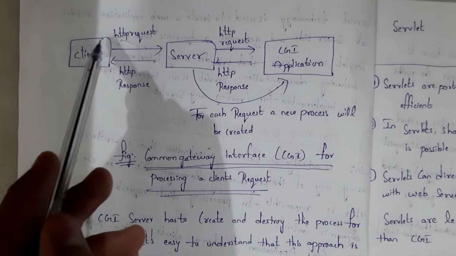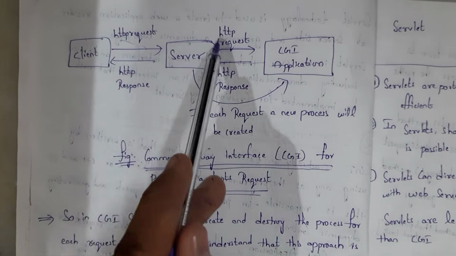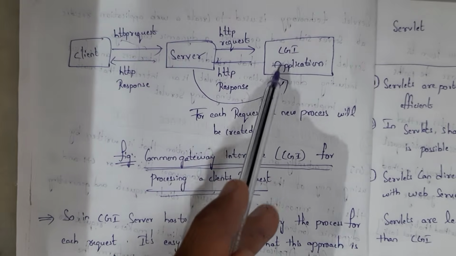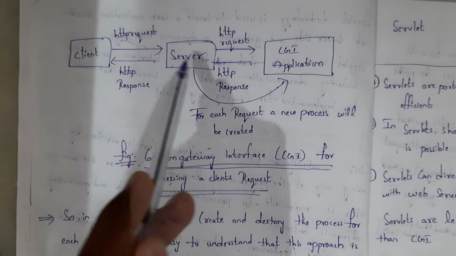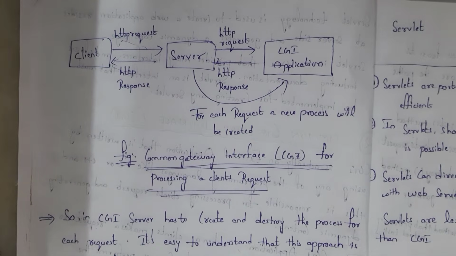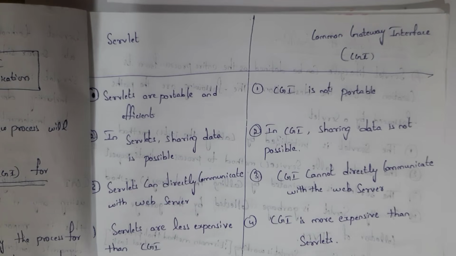Whenever a client, meaning the user, sends a request, the server receives that request and sends it to CGI. Then CGI provides a response to the server and the server provides the response to the user. This is the structure of CGI, that is, common gateway interface. Difference between CGI and servlet.